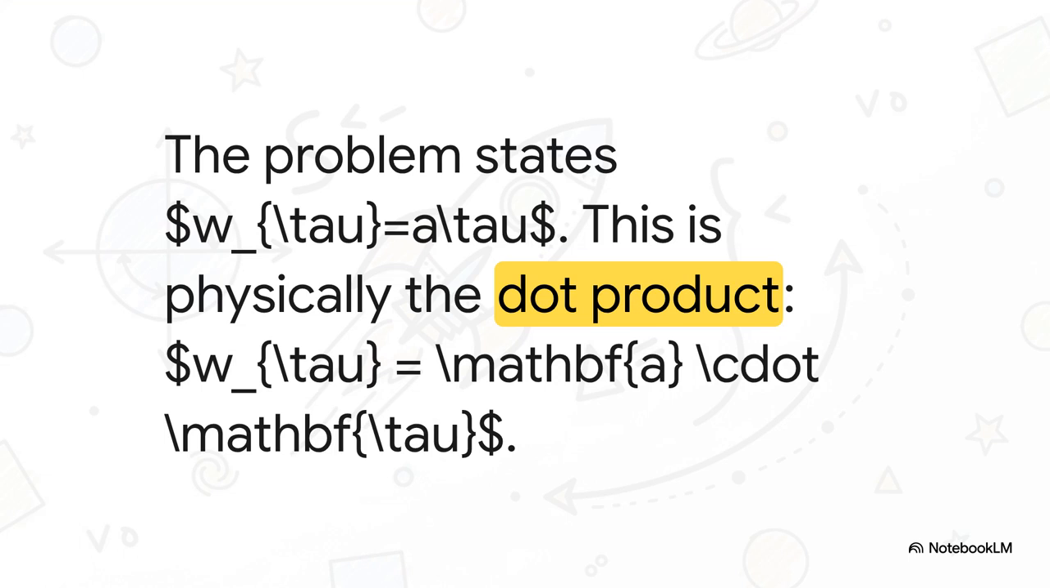It's actually a dot product. What that means is we're taking the constant vector A and we're projecting it onto the direction of the particle's motion at any given instant. So the tangential acceleration is really just the piece of A that lies along the path.